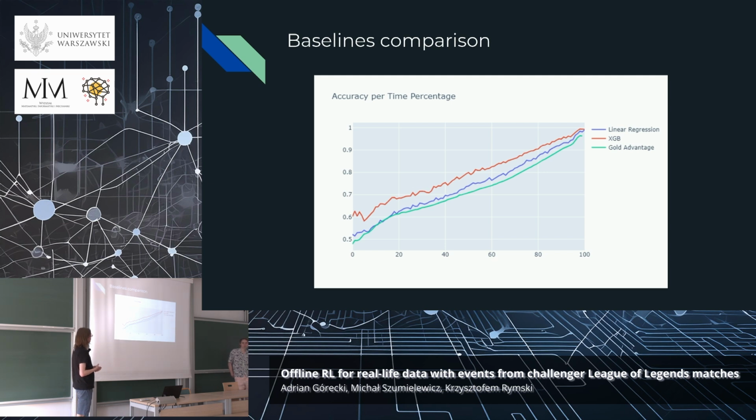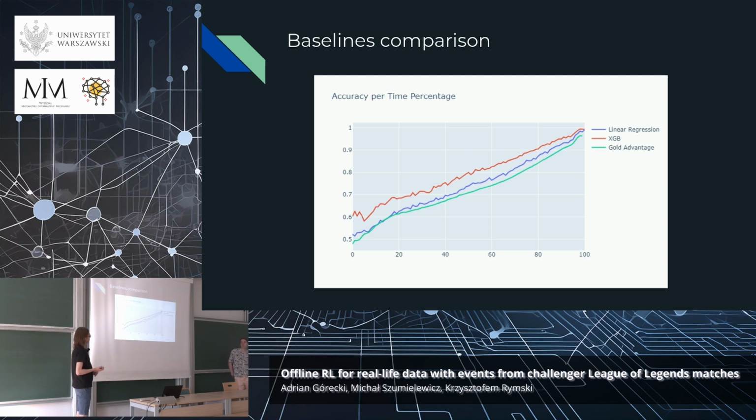And we can see that the most important thing is that gold advantage is quite good at predicting the winning team. Let's say at the half point of the games, it had more than 70% accuracy. And our linear regression was very similar to it, so we assume that it probably just checked the gold difference, and it was mostly based on that.